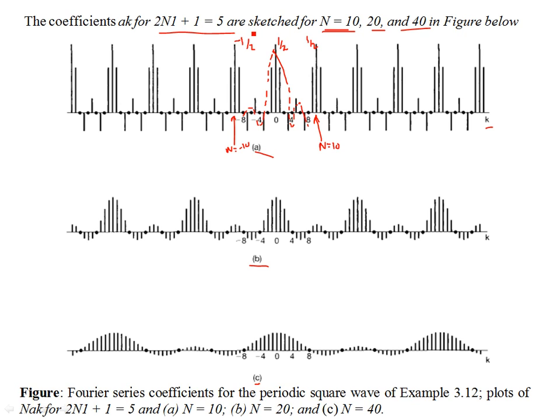And again, if you consider this in part B for N equal to 20, this 2n1 plus 1 is 5. So 5 by 20 is 1 quarter. Okay, so it's still less than that. And then if you consider 40, then 5 by 40 is 1/8. So over here it's 1/8. And then again, this thing repeats. Okay, so the Fourier coefficients are again periodic in nature, right?